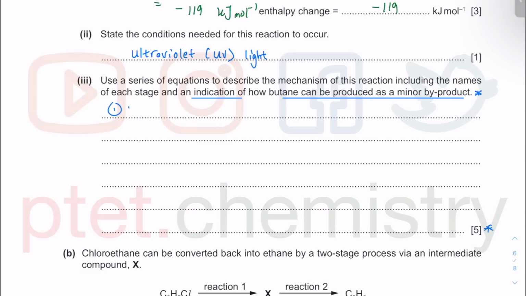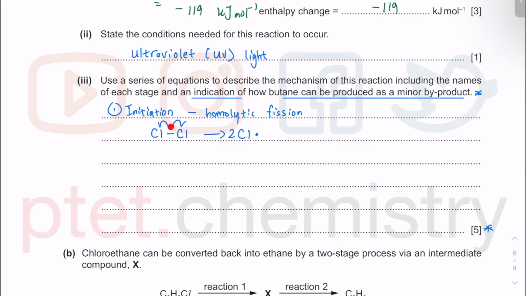So my first step is what I would call initiation. Initiation is basically the homolytic fission. This is homolytic because it's the equal breaking of the covalent bond such that you get Cl like that, with a half-headed arrow. They call it a fish hook arrow, half-headed because one electron goes here, one electron goes there, and you get Cl dot. This is called a chlorine free radical.